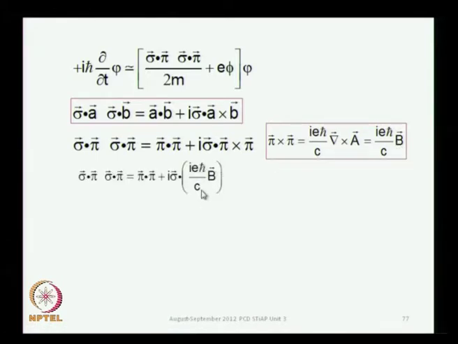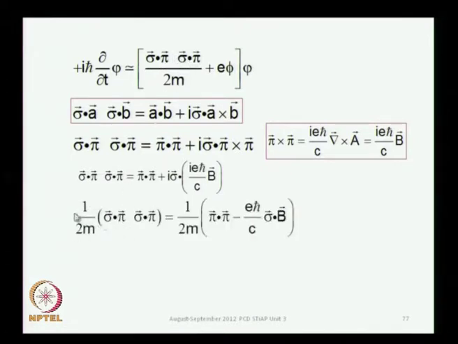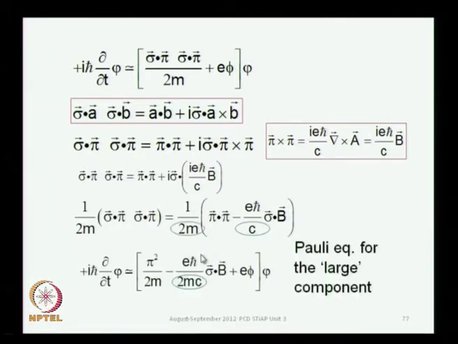So, we do that, and now we have to look at what is it that we really need. We have actually sigma dot pi operating on sigma dot pi divided by 2m. So, let us not forget this 1 over 2m factor, and you also have this pi dot pi term. So, you have the pi square over 2m minus e h cross over twice m c, sigma dot B, and then you have this electric potential energy which is e phi, and this equation is known as the Pauli equation for the large component.